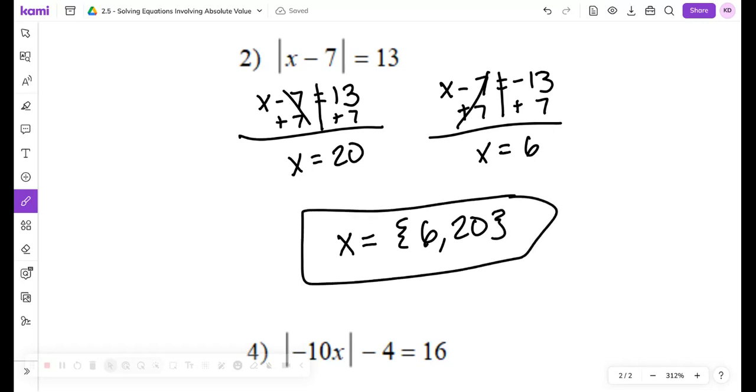So those little squiggly brackets, they are just squiggly brackets. They don't have to look perfect. You just don't want to make them look like parentheses.